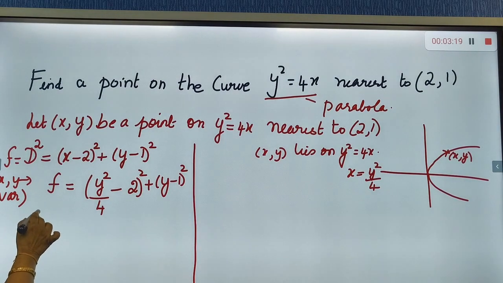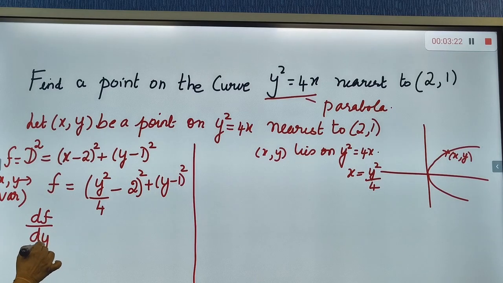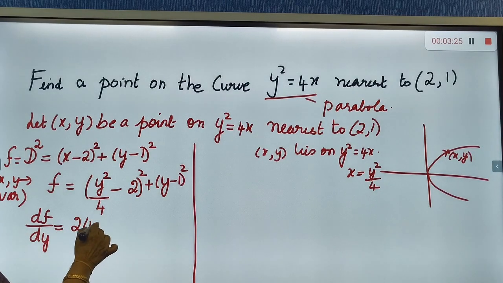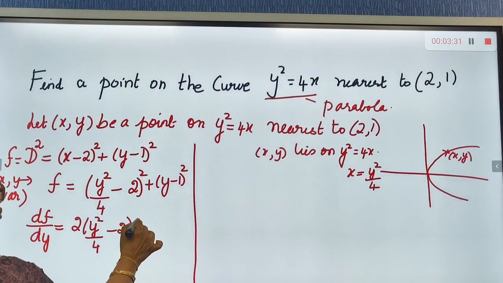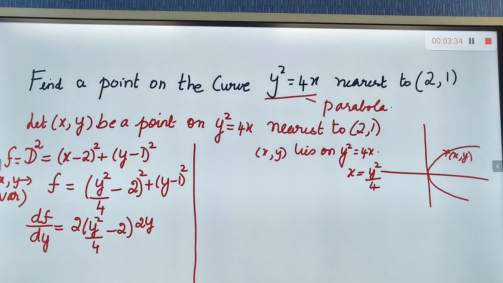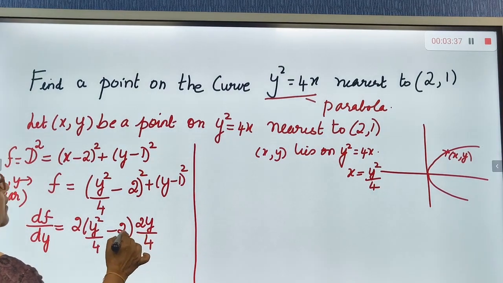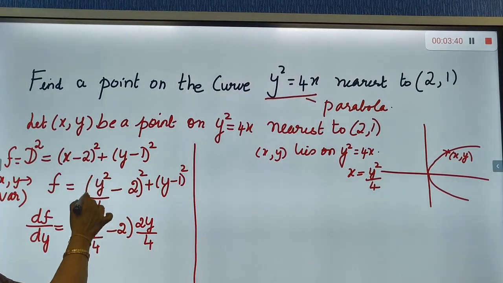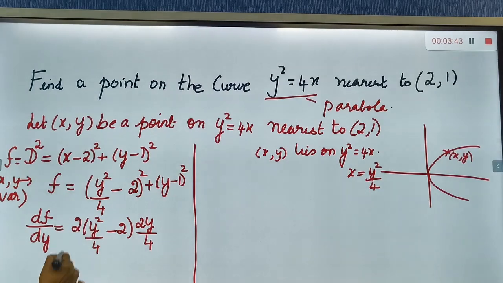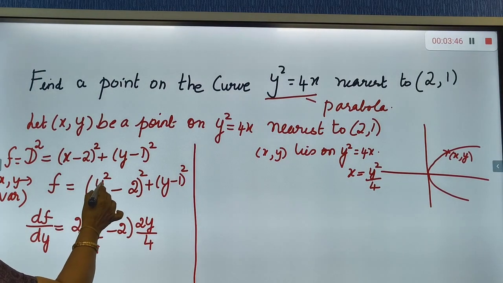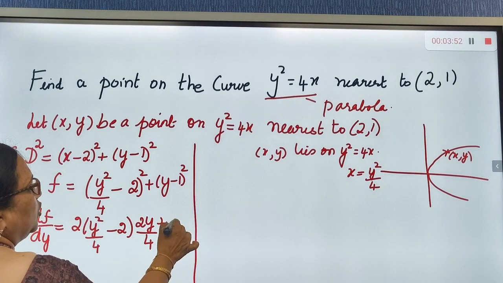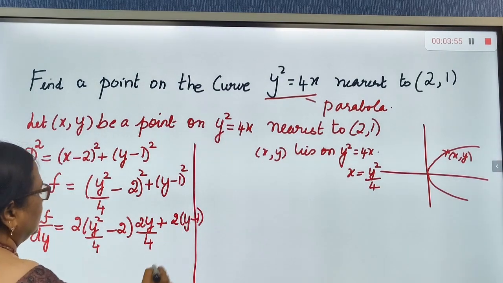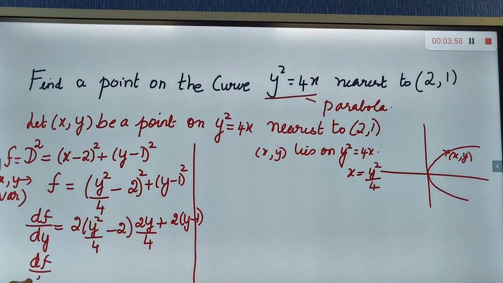Okay, now df by dy will be 2 into y square by 4 minus 2 into derivative of y square by 4 which is 2y by 4. See, I am differentiating 2 into y square by 4 minus 2 into derivative of what is within the bracket. The derivative of what is within the bracket is 2y by 4 because the derivative of minus 2 is 0, plus 2 into y minus 1. Now df by dy equal to 0 for finding the critical point.